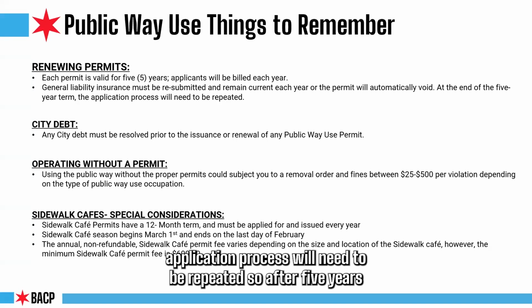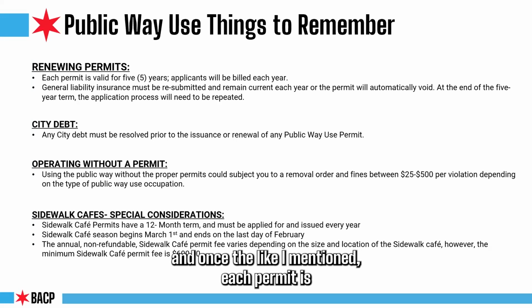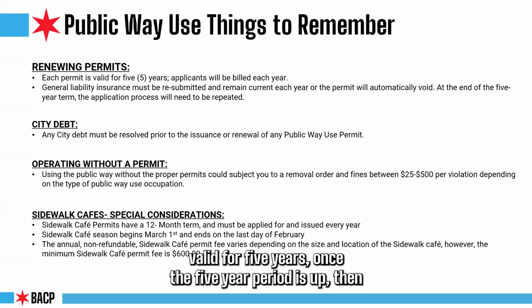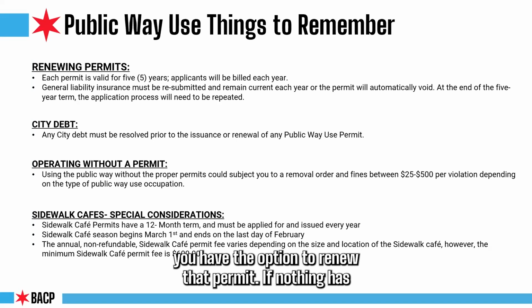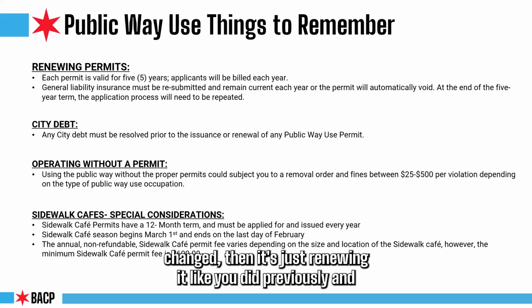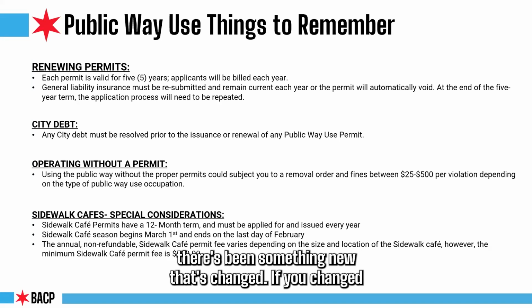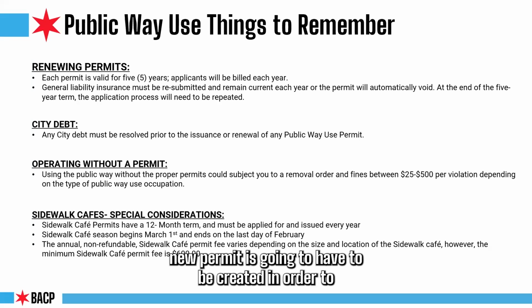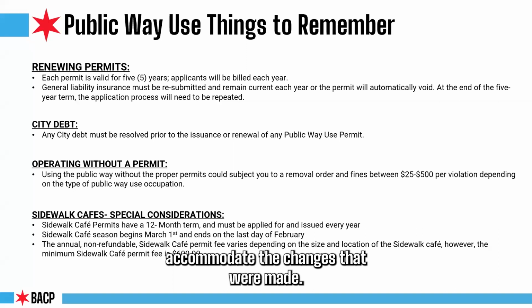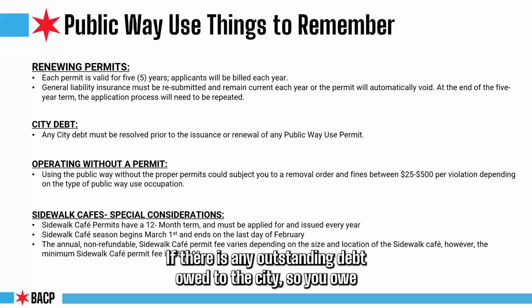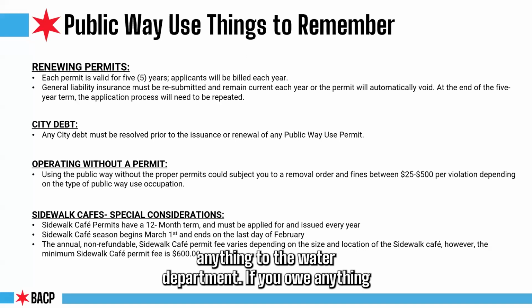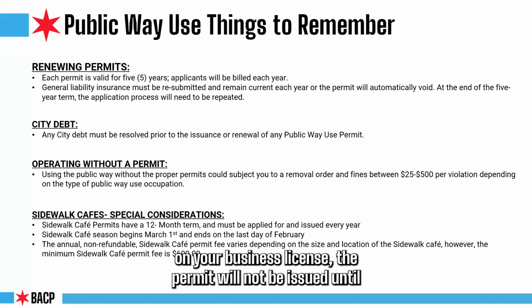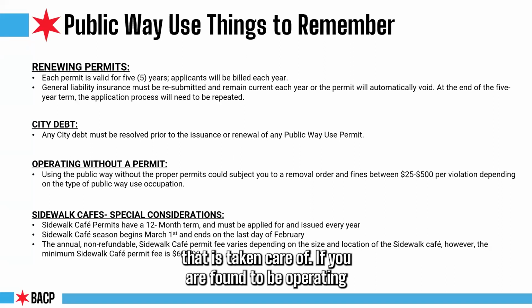Once the 5-year period is up, then you have the option to renew that permit. If nothing has changed, then it's just renewing it like you did previously. If there's been something new that's changed, if you change the facing or lights and things like that, then a brand new permit is going to have to be created in order to accommodate the changes that were made. If there is any outstanding debt owed to the city, so if you owe anything to the water department, or if you owe anything on your business license, the permit will not be issued until that is taken care of.